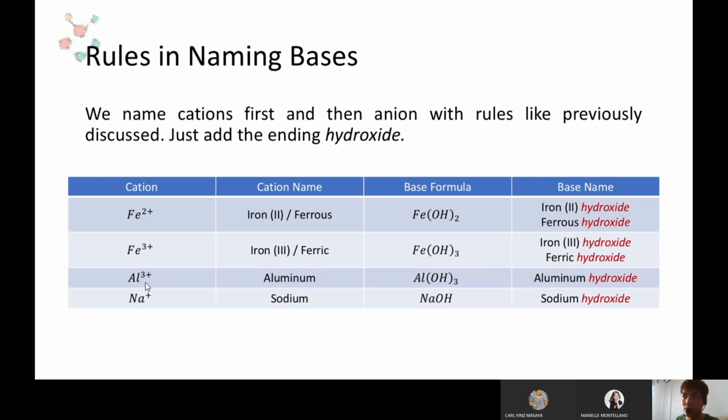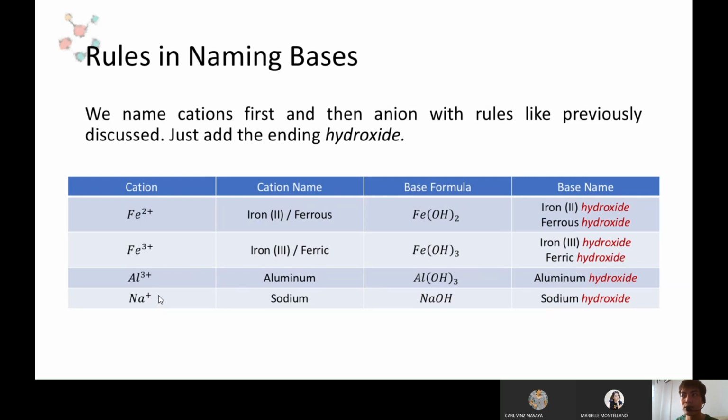Okay, so another example, Al3+, aluminum lang yan. So, ilang OH kailangan? Tatlo. Kasi 3+ yun. So the name of the base is aluminum hydroxide. Ito yung nasa Kremil S. Kaya tikman nyo yung Kremil S, medyo lasang bakal kasi may bakal doon, aluminum na. May magnesium din doon. Okay?